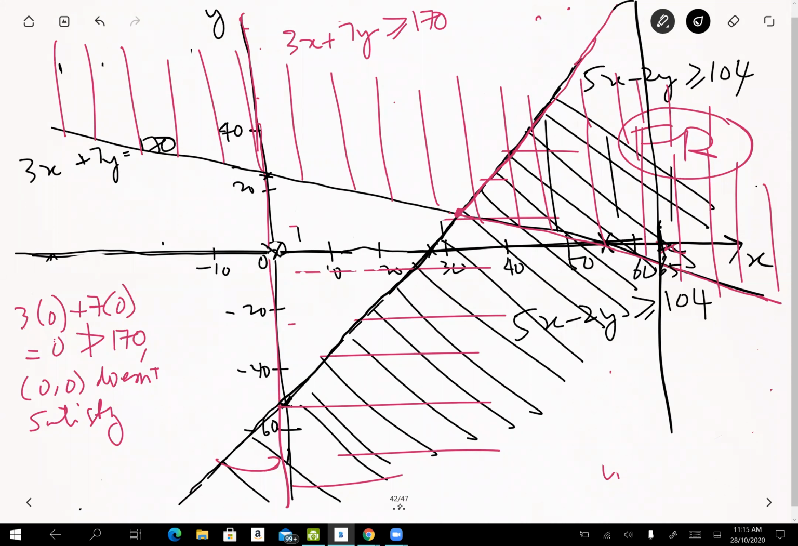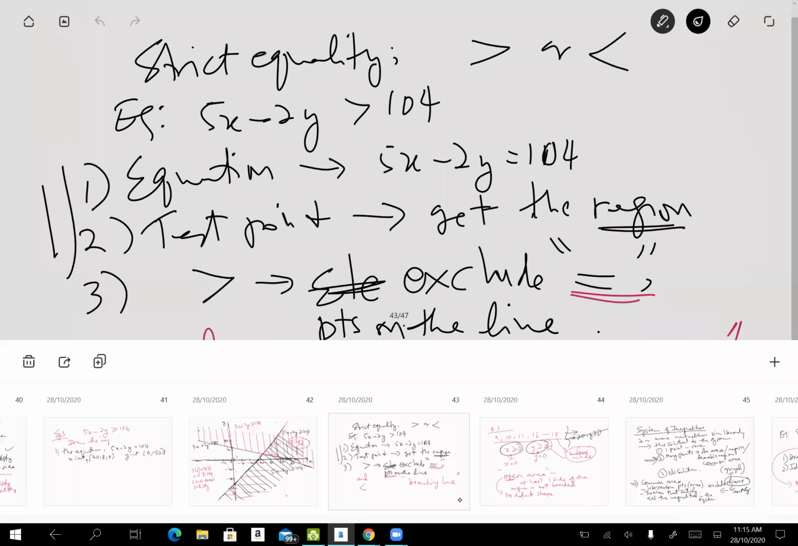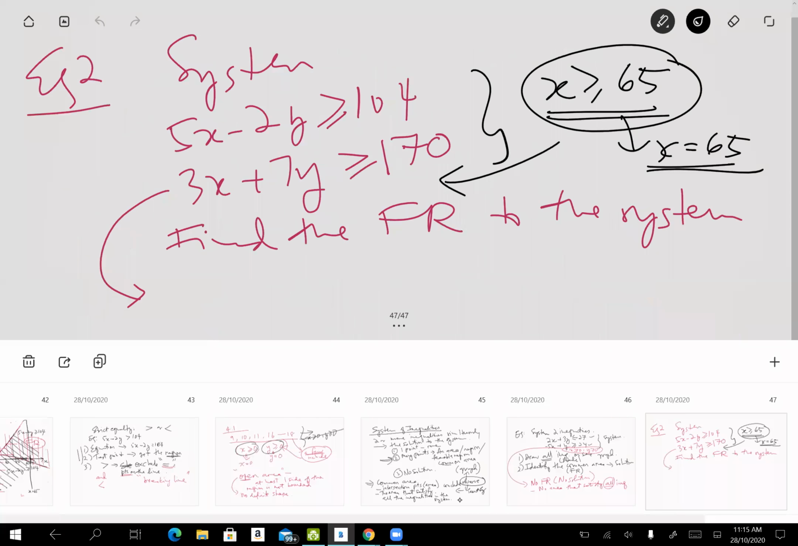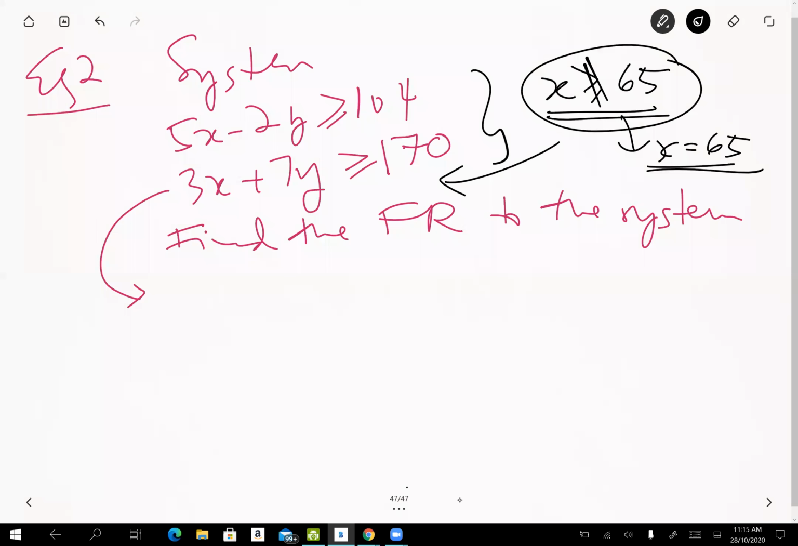Of course, here is x equal to 0. So here x equal to 65. And did I say less than or bigger than? Bigger than. Sorry, I said bigger. It should be less than. So change that. Should be less than. Okay, so x is less than or equal to 65.